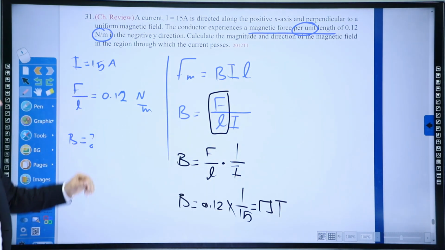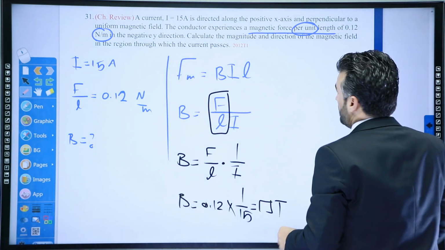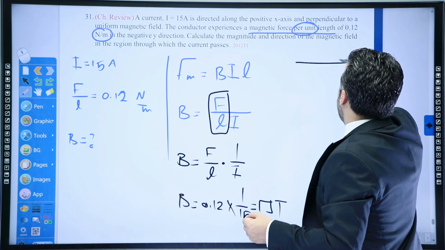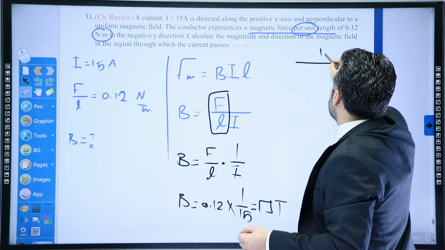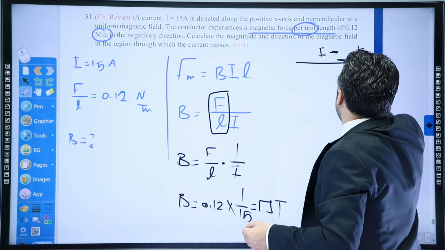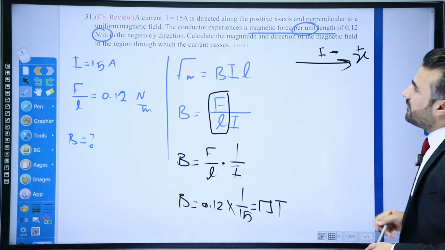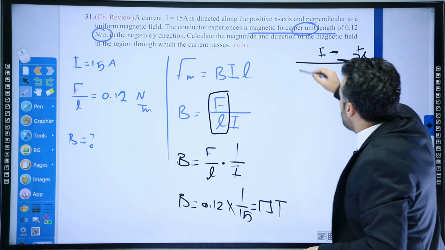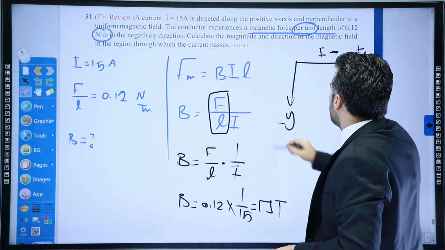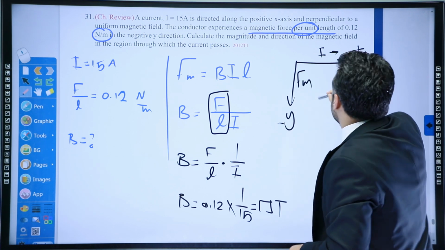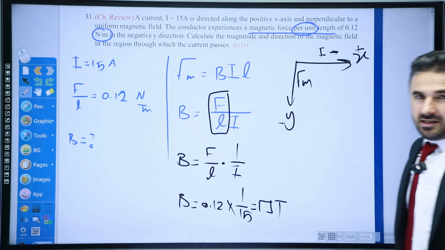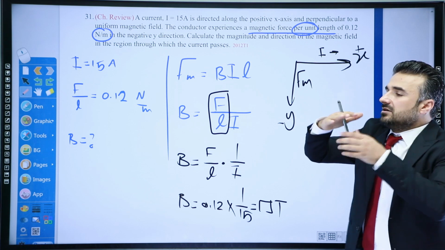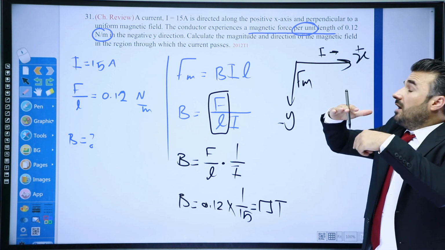Now comes the direction. How do we find the direction here? It says the current is along the positive x-axis, so this is the direction of the current. The force on the conductor is in the negative y direction. This is the magnetic force. If you have these two, can you find the direction of the magnetic field? You should say yes. This is the direction of the current, and this is the direction of the magnetic force.